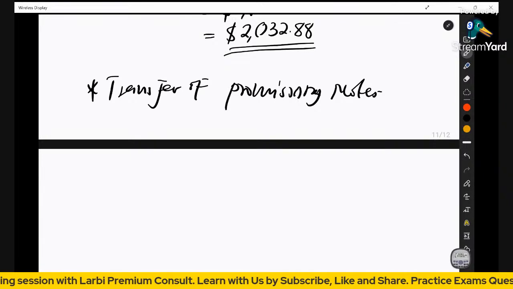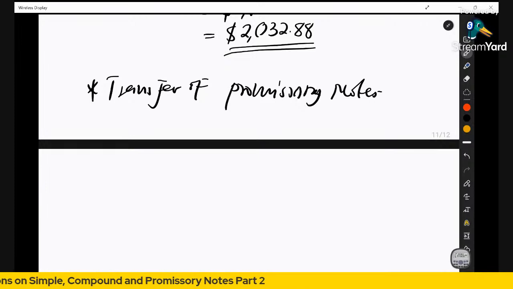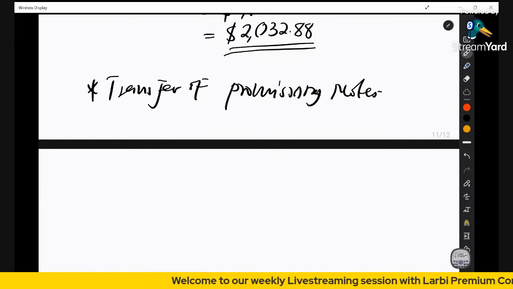Discounting of a promissory note means that it is a situation where the payee of the note, after receiving the note from the maker of the note or the debtor of the note, can't wait for the note to mature and then decides to transfer the note to a third party, which can be in the form of banks or investment companies or financial investment companies. It can be banks or generally financial institutions.